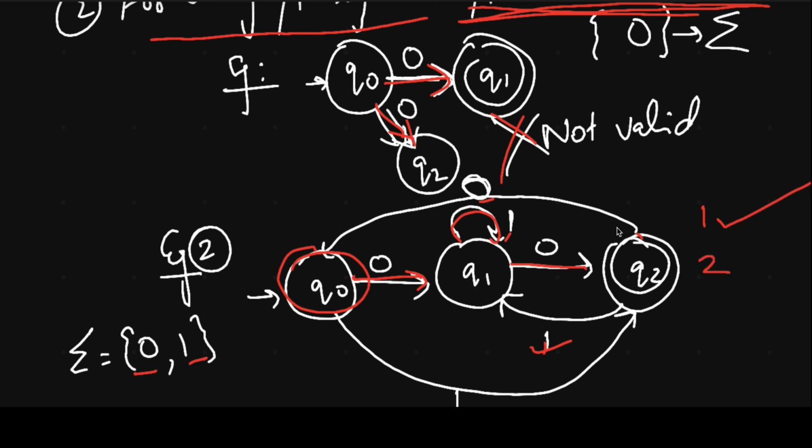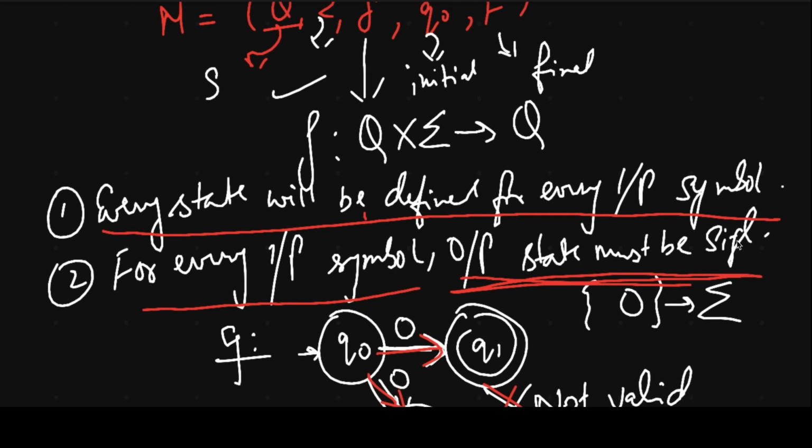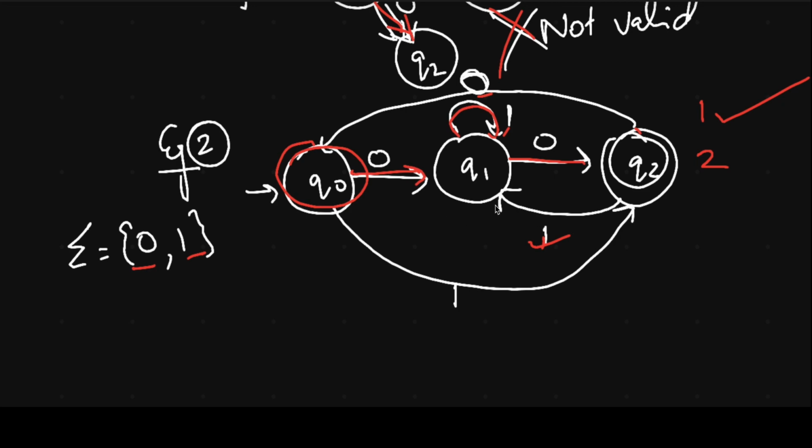Now coming to condition 2, what does condition 2 say? For every input symbol the output state must be single. So here on 0 it is going to Q1, and on 0 it is not going to Q2. So it is not going to multiple states on one input symbol. Similarly, you can check for the other input symbols also. For example, in Q1 on 0 it is going to Q2, it is not going to Q0 or Q1, so it is going to a single state. So our condition 2 is also satisfied.